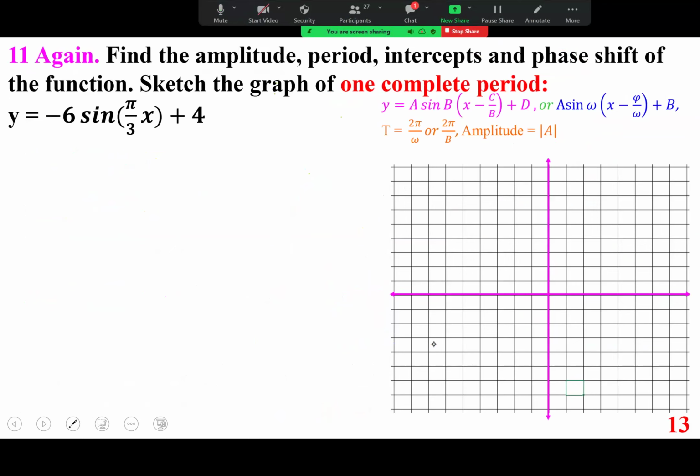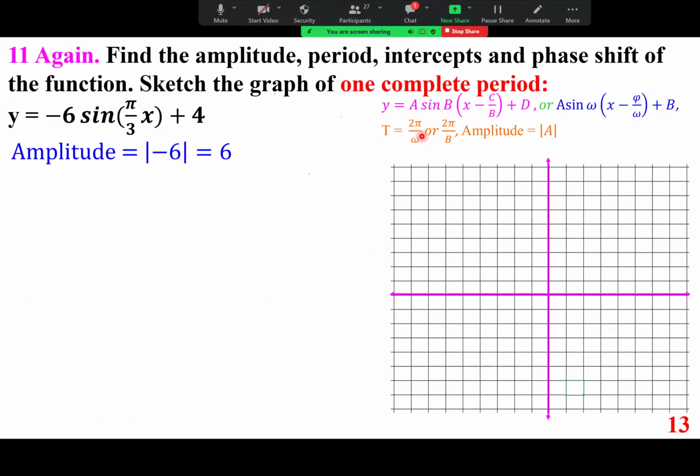So what was the question? Let's take it from the top first. I wanted to give you the concept, reminding you that if we have a sine b times x minus c over b plus d, or a sine omega x minus phi over omega plus b, please understand, depending on the text, you may have this one, you may have this one. And if you have this one, it is 2 pi over omega, and if you have this one, it is 2 pi over b, that would be the period and the amplitude. So in short, the amplitude doesn't change. The absolute value of minus 6 is 6.